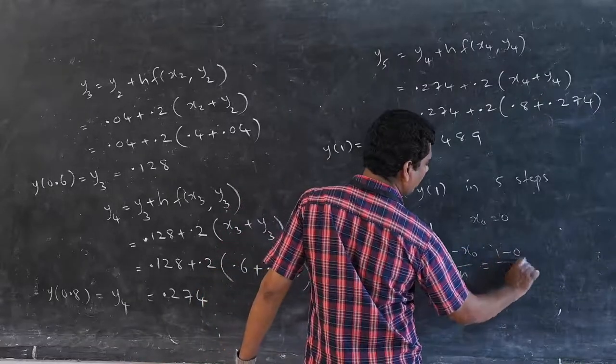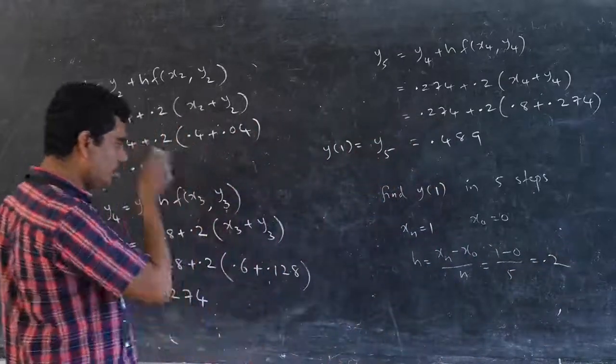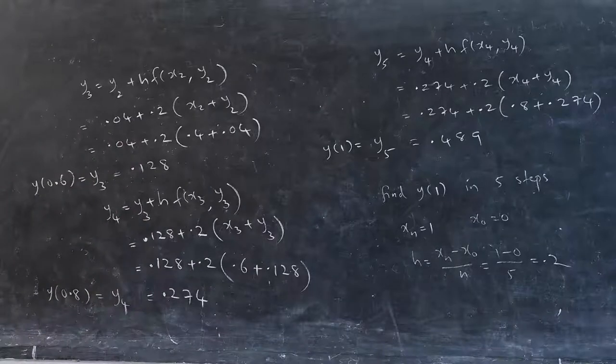1 minus 0 divided by 5. This is equal to 0.2.